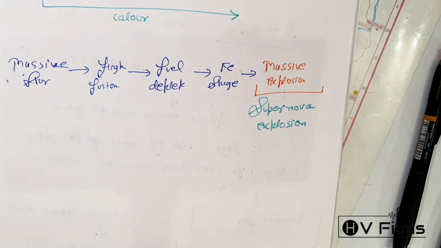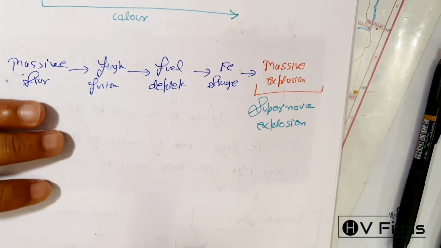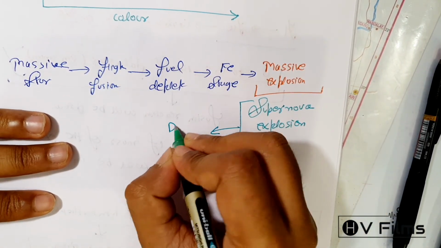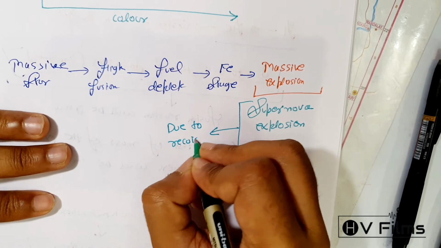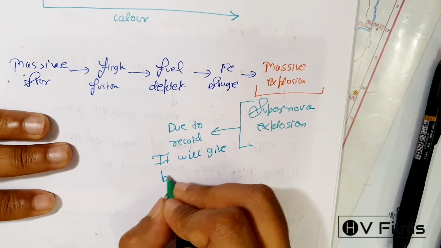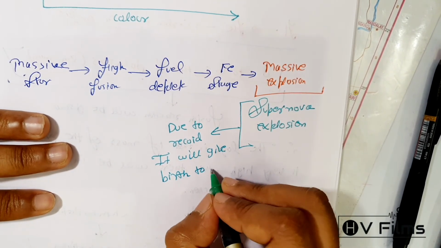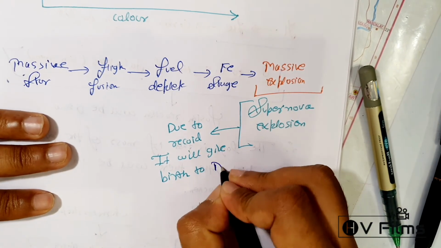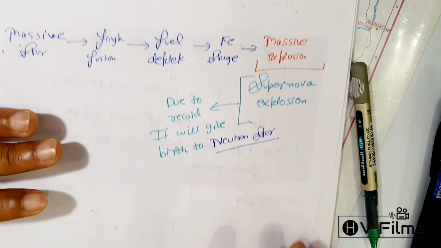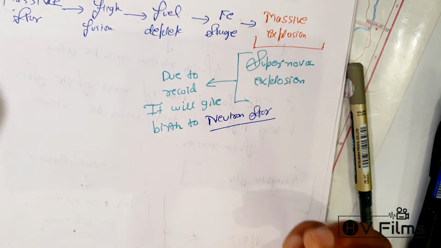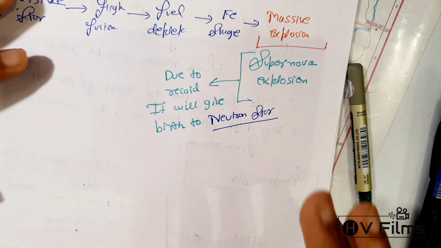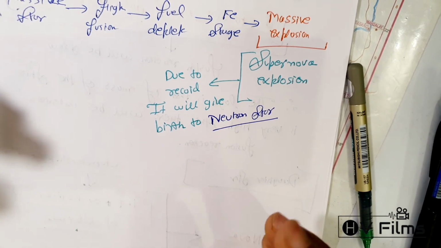Now the recoil will give birth to the daughter star, and that is called the neutron star. So here, due to recoil, it will give birth to a neutron star. It is called a neutron star because it is dominated by neutrons, very specifically, and it is very dense, with an enormous amount of matter in a very small volume. So that is why the neutron star is a super dense star.